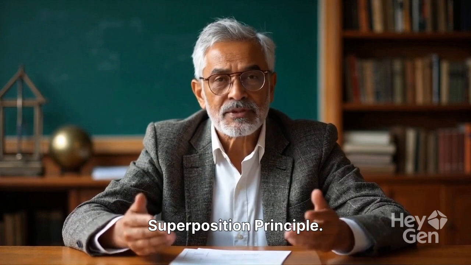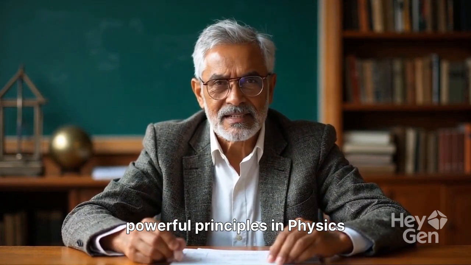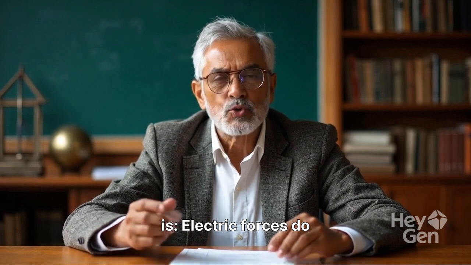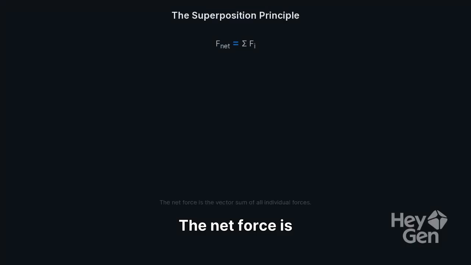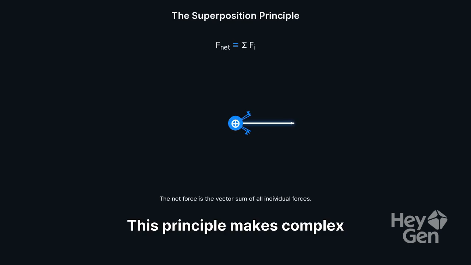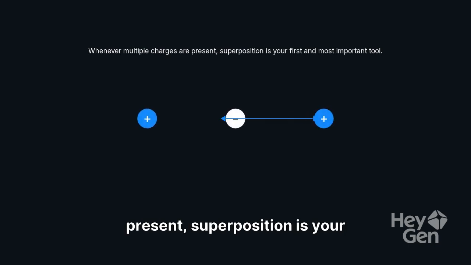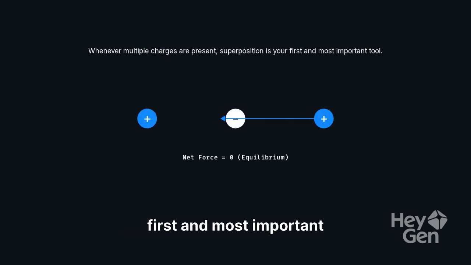8. Superposition principle. One of the most powerful principles in physics is that electric forces do not interfere. The net force is simply the vector sum of all individual forces. F_net = ΣF_i. This principle makes complex problems solvable. Whenever multiple charges are present, superposition is your first and most important tool.